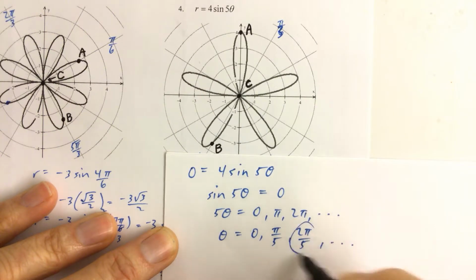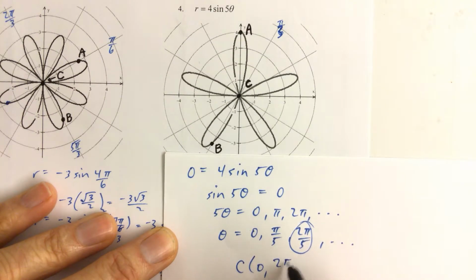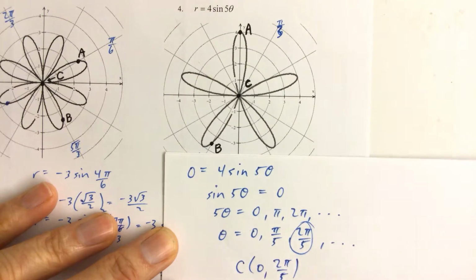And again, we're just looking for the third time. So each time we just make it easy, make it the third time. So theta then would be 2 pi over 5. That would be the third time the graph hits the pole.